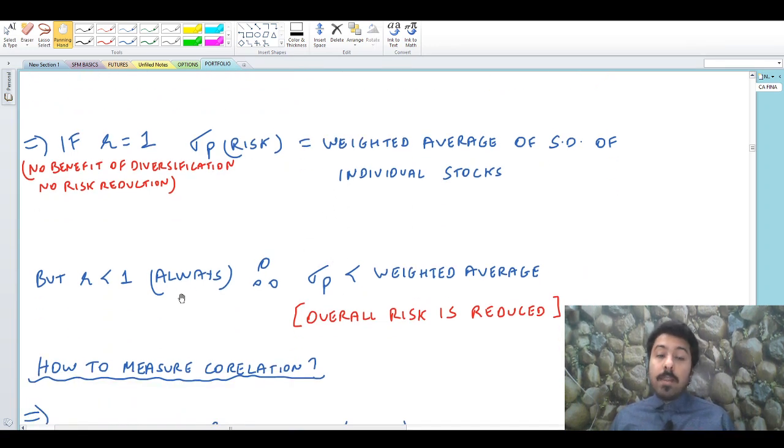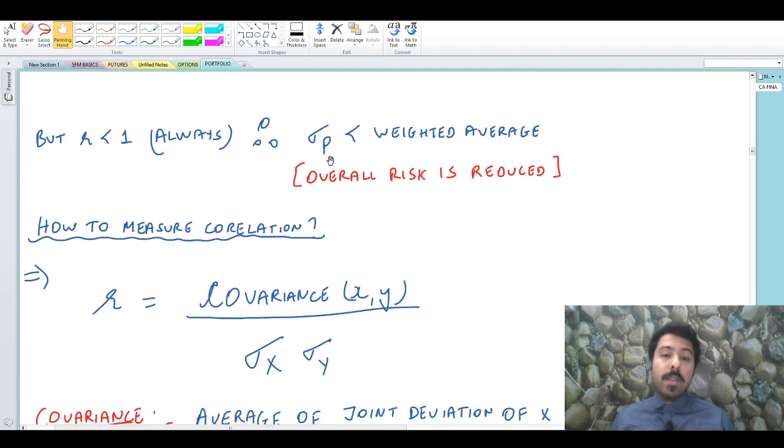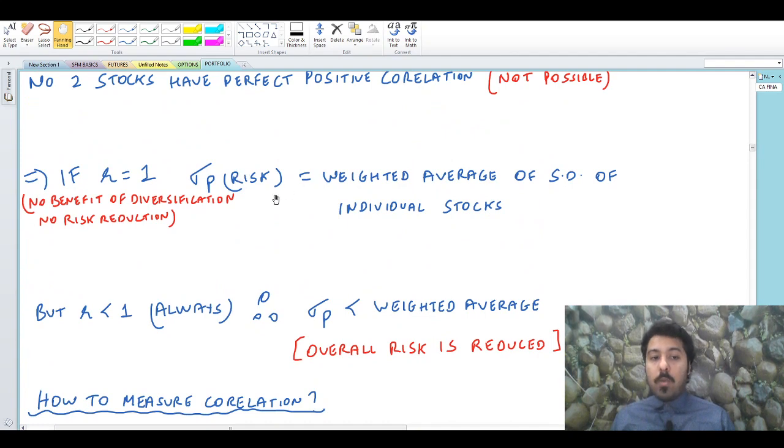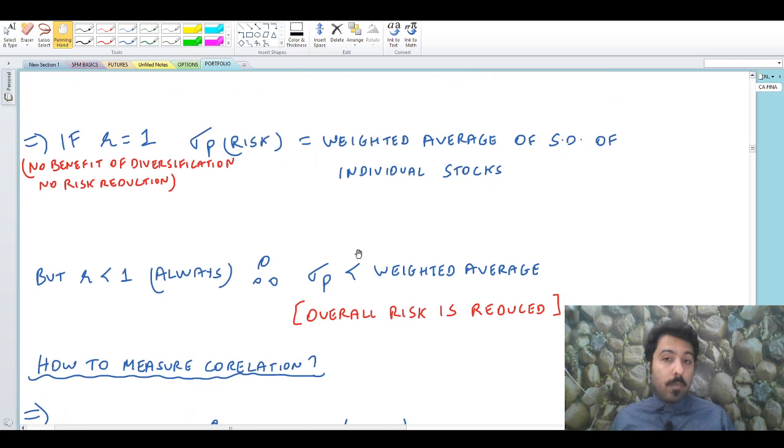But R is less than 1. I told you no two stocks have perfect positive correlation. So it is less likely that they will move in the same direction with the same proportion. So when R is always less than 1, it means that risk of the portfolio will be less than the weighted average. See, if R equal to 1, that is the ratio is same, then we have weighted average, that is our risk. But R is always less than 1, so the risk will always be less than weighted average, and that is what we just said.